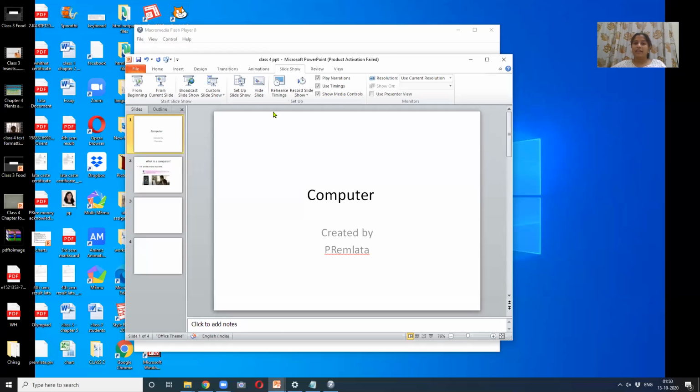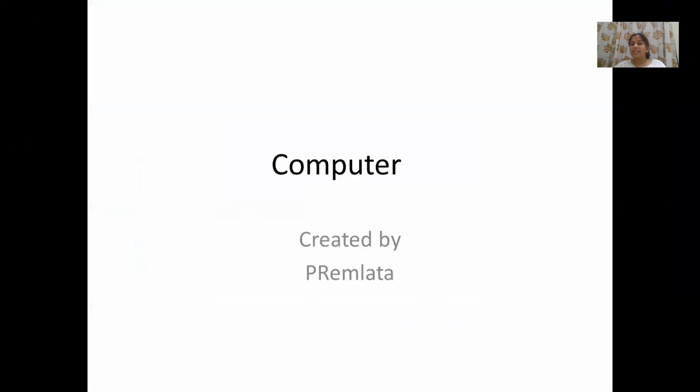Either you can start from beginning, or from current slide, or here you can see that there's a bowl type icon below this one. First option, second, third, fourth option is your slideshow option. From here you can click it and see. So when I clicked it, my slide is full screen.